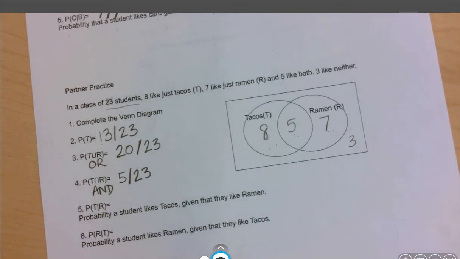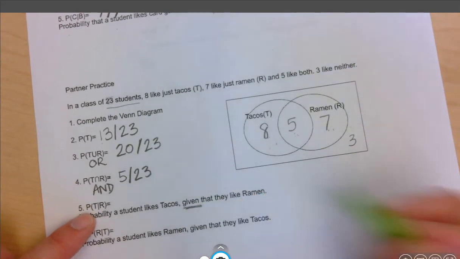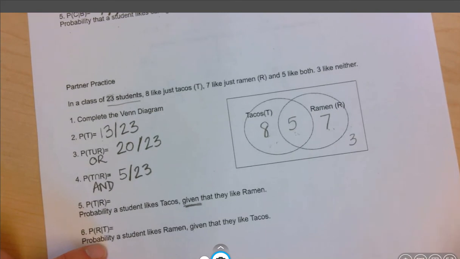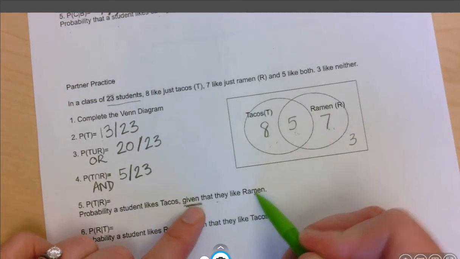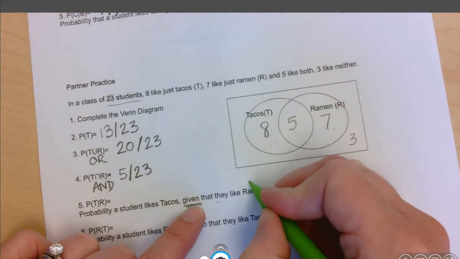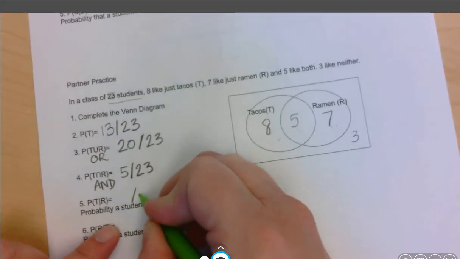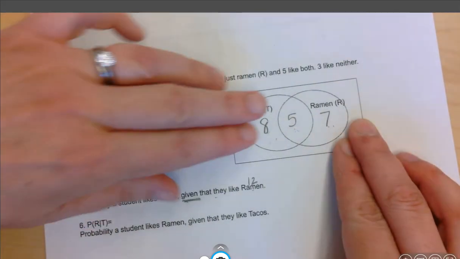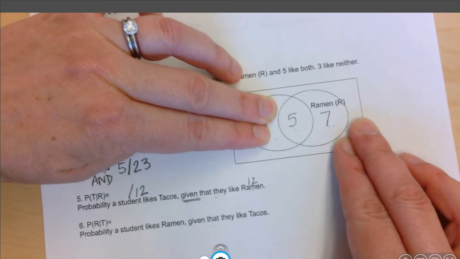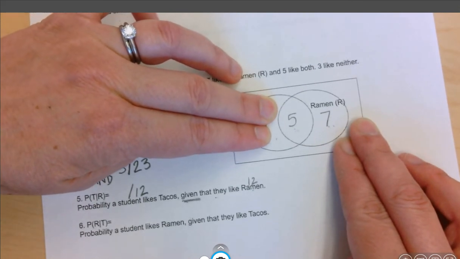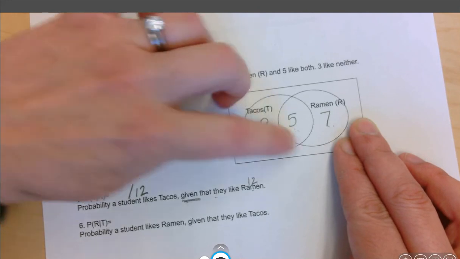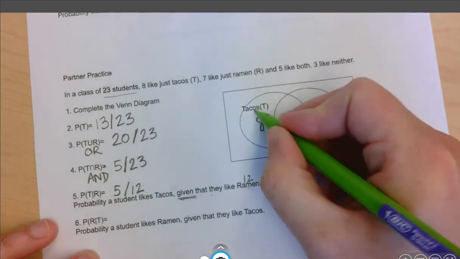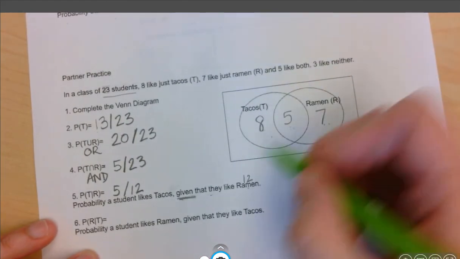Okay, when you see that line, remember it means the word given. And in these problems, your denominator will not be the whole group. So given that they like ramen, I looked at the ramen circle and I saw that there were 12, and that told me my denominator is 12. So of those 12 students who like ramen, how many of them like tacos? What did you guys find? How many like tacos in that group circle? 5, right. Only these 5 also liked tacos. So the probability a student likes tacos, given that they like ramen, is 5 over 12.